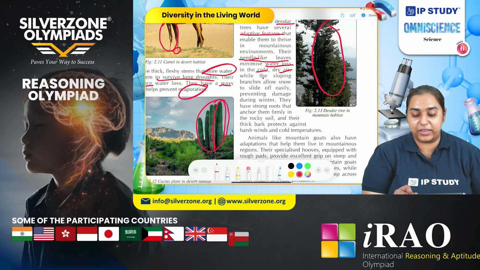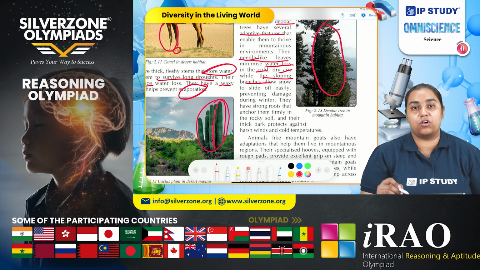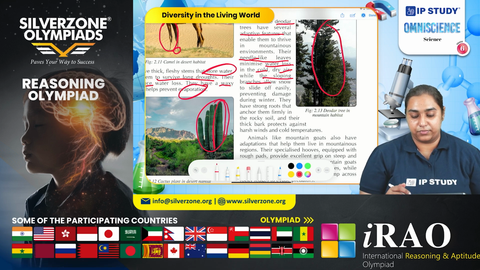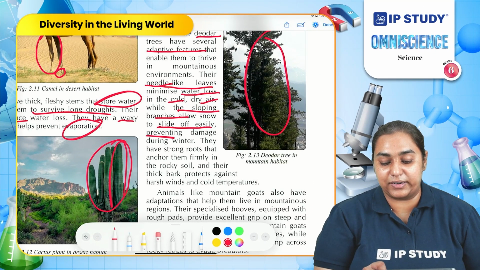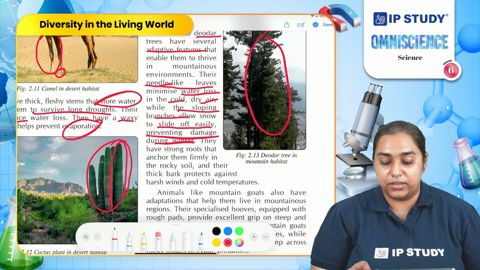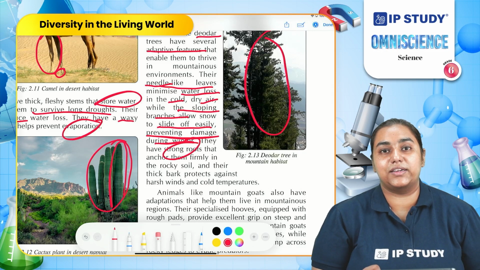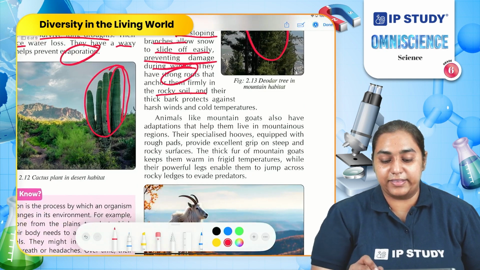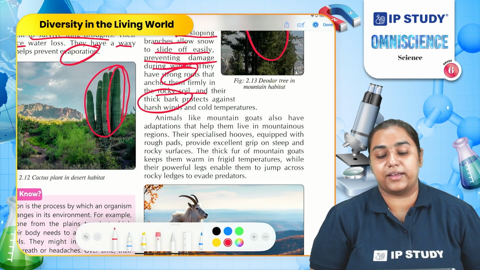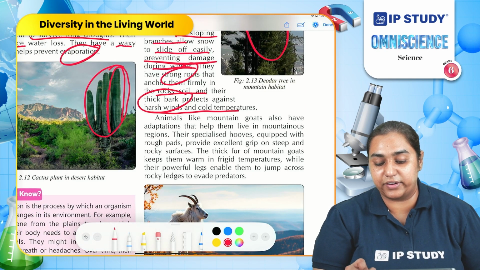Apart from that, they have sloping branches which allow the snow to fall down. So this sliding of the snow can help in preventing damage during the winter season. Their roots are very strong so that they can anchor in the rocky soil. And their bark is also very thick to protect them from the harsh winds and cold temperature.